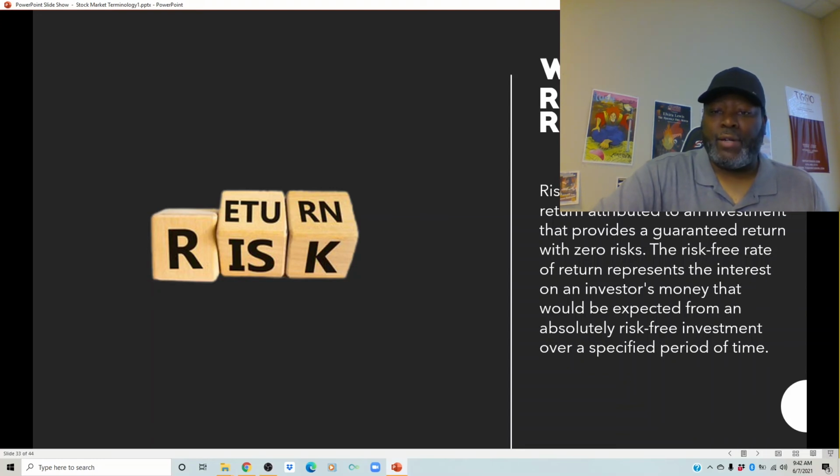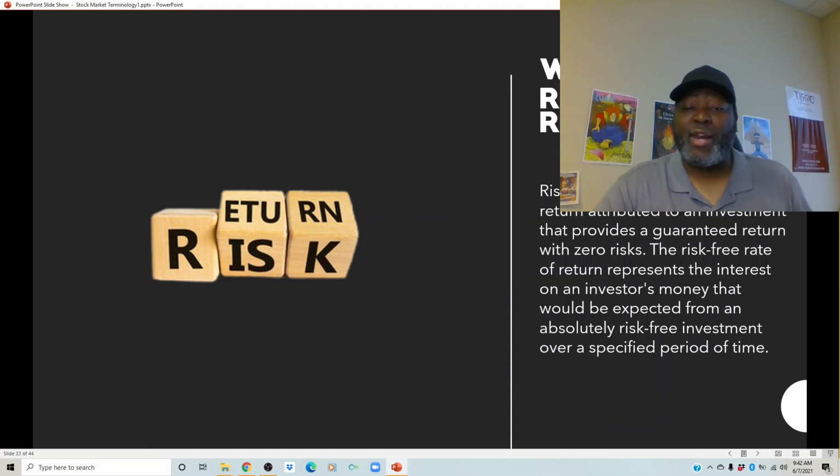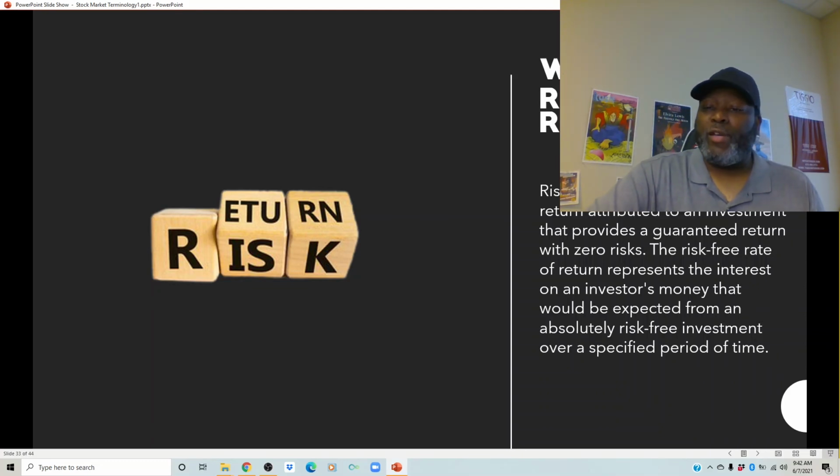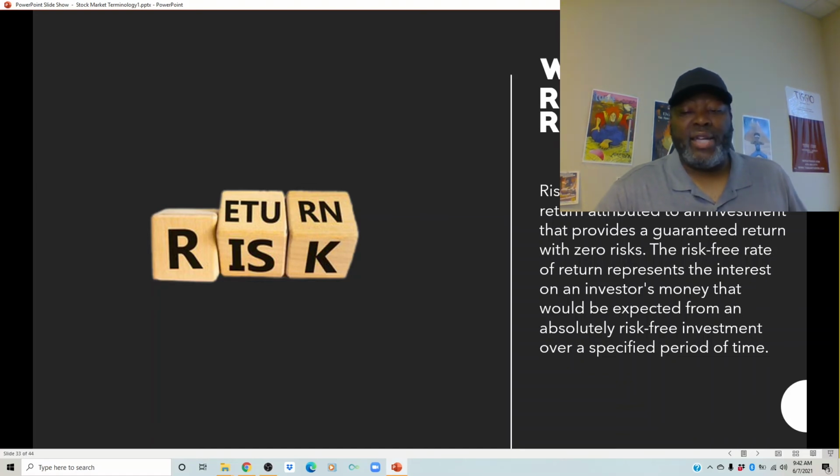What is risk-free return? I'm sorry, I'm doing a lot of reading here. Risk-free return is the theoretical return attributed to an investment that provides a guaranteed return with zero risk. The risk-free rate of return represents the interest an investor's money would earn from an absolutely risk-free investment over a specific period of time. And I'm sorry I butchered this whole slide. It's a lot of reading, a total of like 44, 45 slides, so I apologize for that.